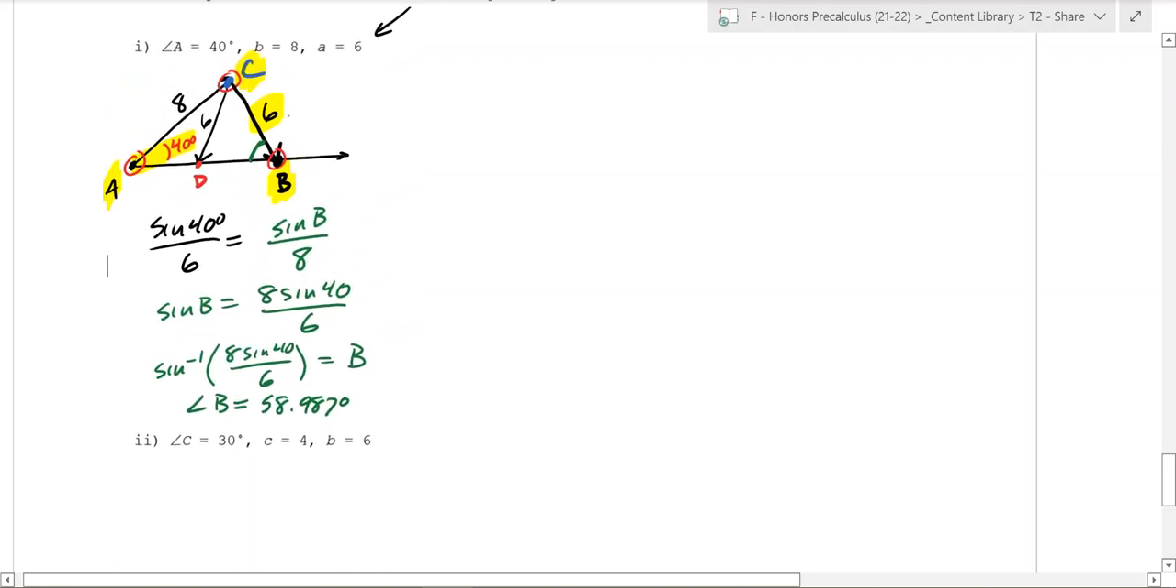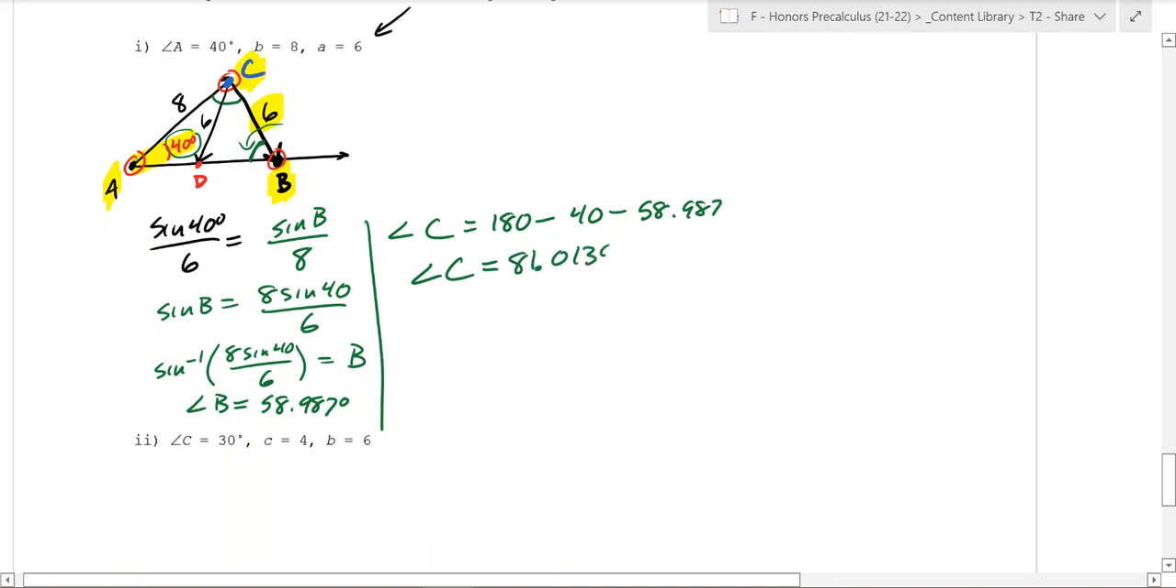You know that this right here, we know this one right there. If we want the top angle, in this case the big C, so angle C, when you add angle A and angle B to it, you end up with 180. So angle C is going to be equal to 180 minus 40, because that's the original one they gave you, minus 58.987. So angle C is going to be 81.013 degrees. So now we have the internal angles.